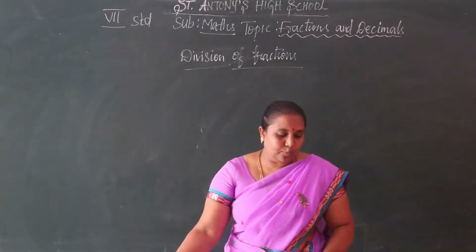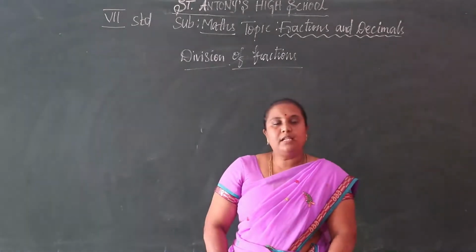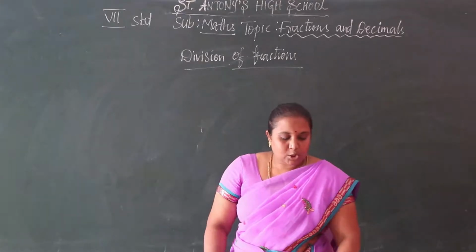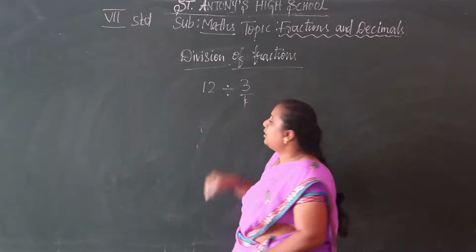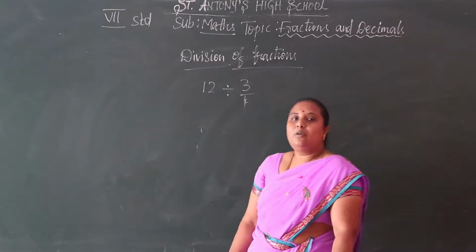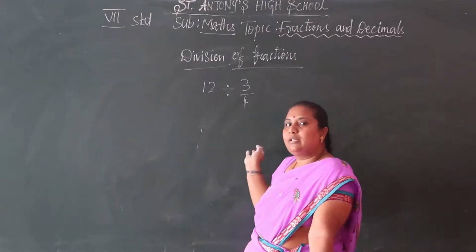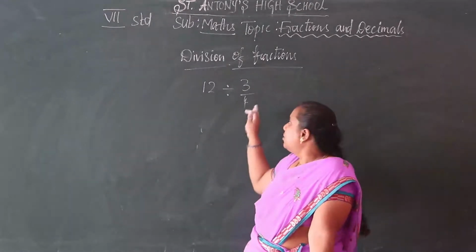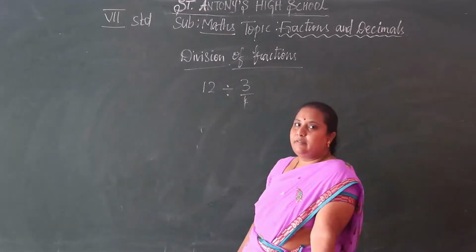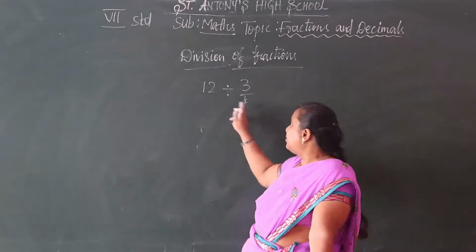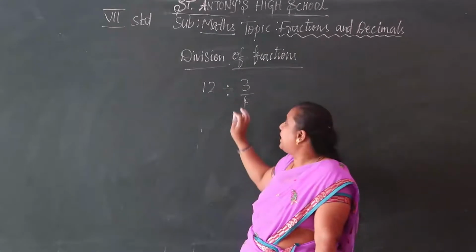In exercise 2.4, the first one: find 12 divided by 3 by 4. You can do this easily. How to do? First, you have it in the fractional form itself. There is no mixed fraction, so you can do this by the reciprocal form. Before doing this, you can change the operation, that is, division form into multiplication form.